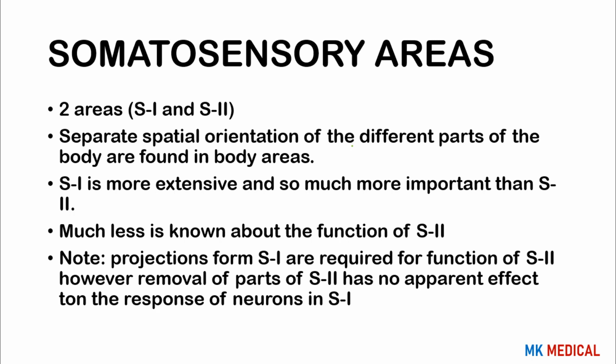Separate spatial orientations of the different parts of the body are going to be found in these areas. It's more extensive in somatosensory area 1 and much more important than the orientation in somatosensory area number 2. Much less is actually known about the function of somatosensory area number 2. The projections in somatosensory area number 1 are actually required for the functioning of somatosensory area number 2. But what we've noted is that if we remove somatosensory area number 2, it doesn't have a significant impact on how somatosensory area 1 actually works.